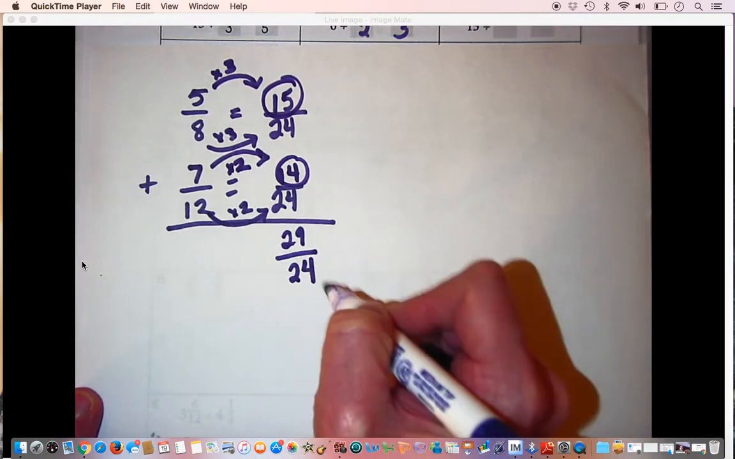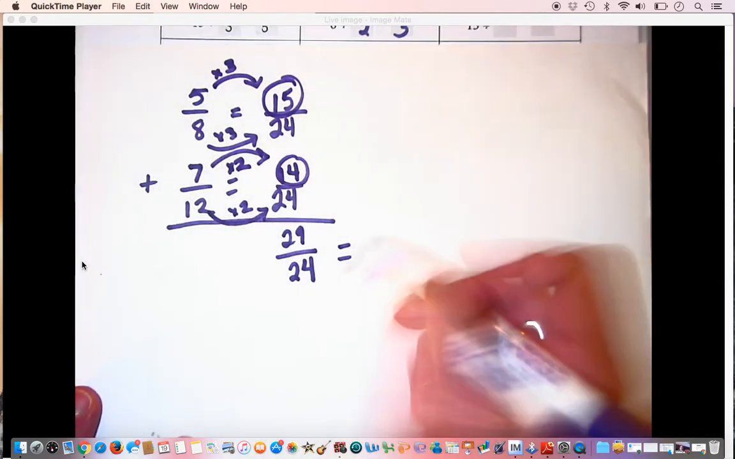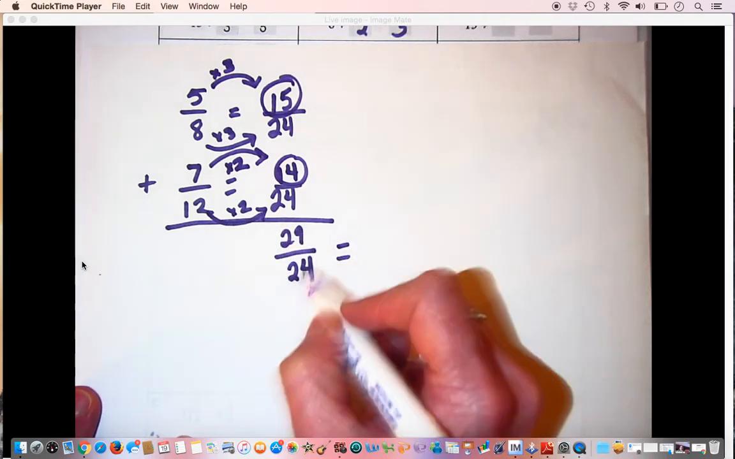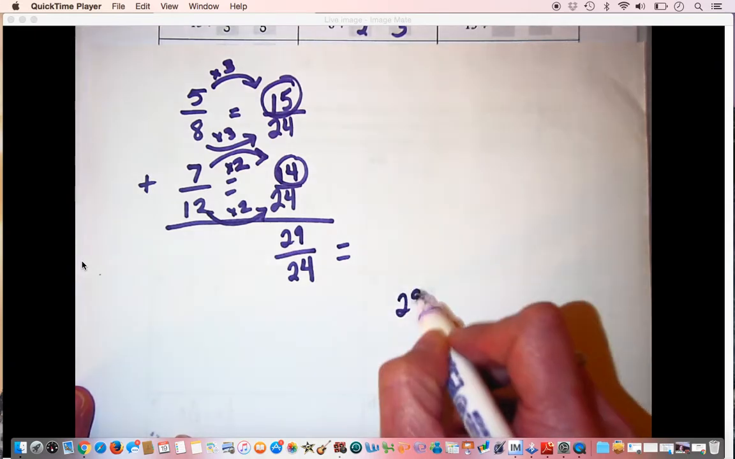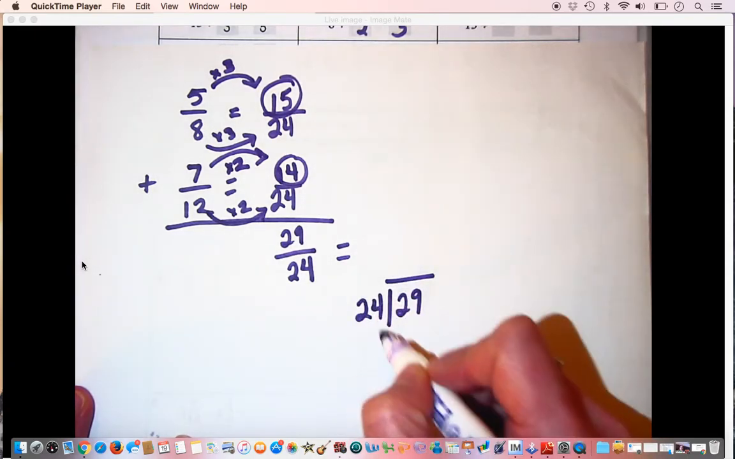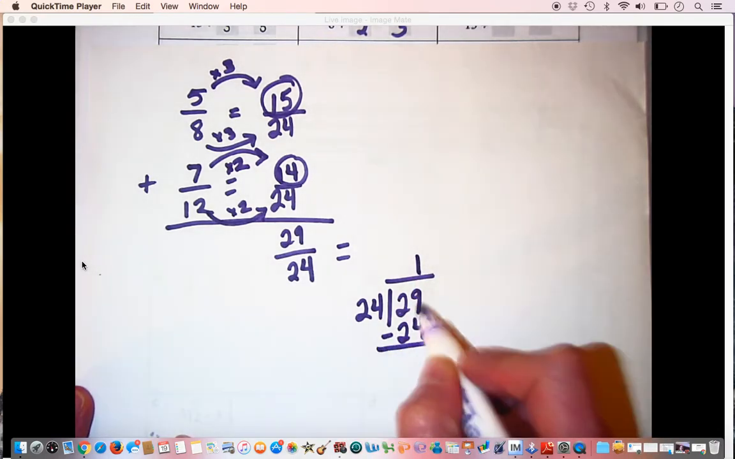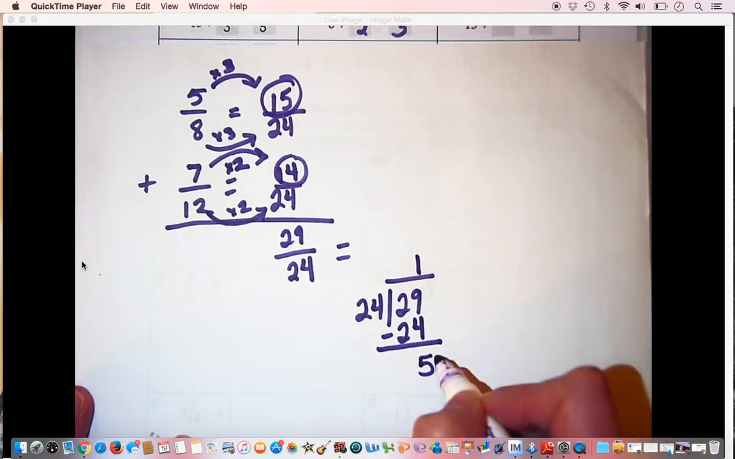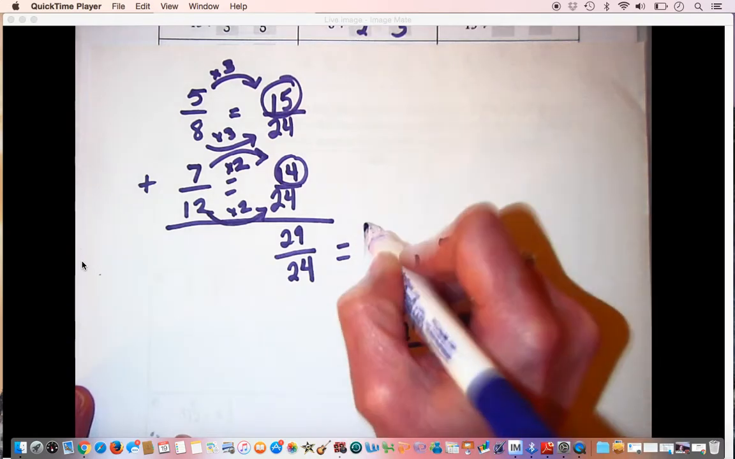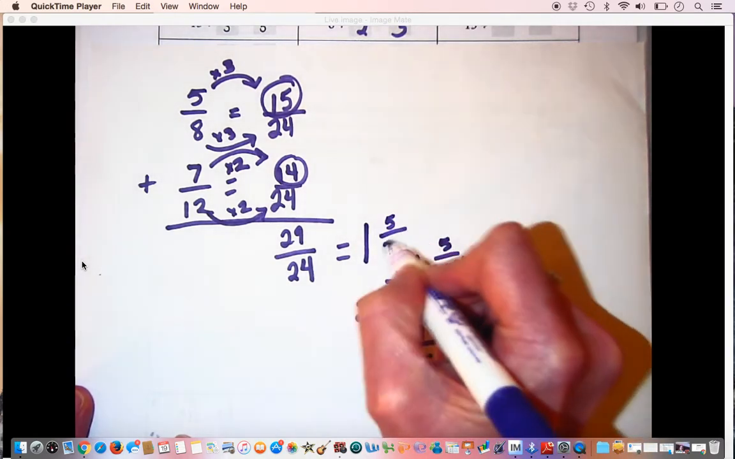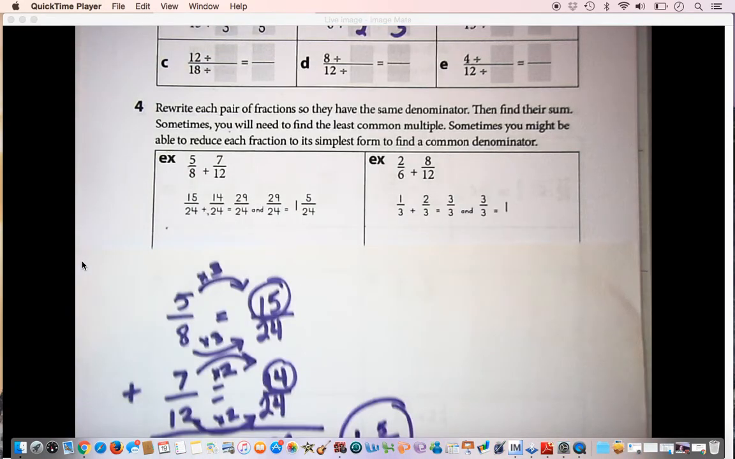Now this is an improper fraction, so I need to change this into a mixed number. How do I do that? This is basically a division problem if you look at it. 29 divided by 24. I know that 24 goes into 29 one time. I'm going to subtract that. I get 5, and then I have a remainder of 5 over 24. So my answer is 1 and 5/24. And I got that correct.